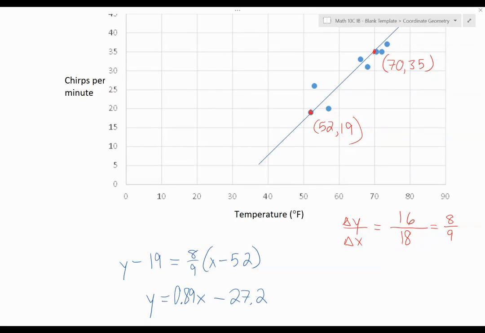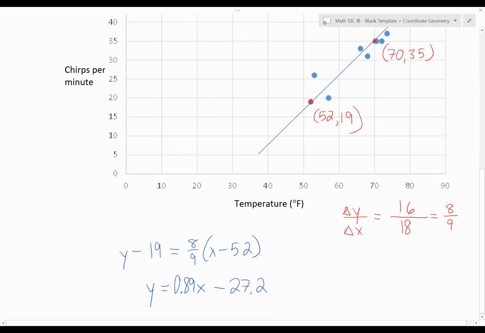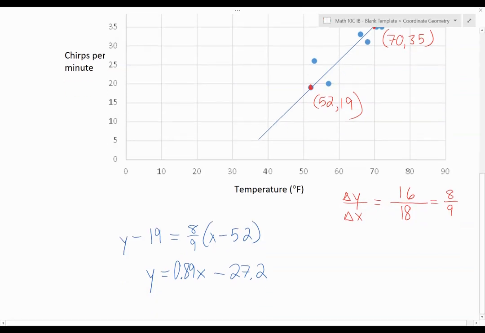An estimate. I can check by substituting into this equation the other point, (70, 35). Using the rounded values, if I take 0.89 times 70, and from that I subtract 27.2, I get 35.1. So pretty close to where that point is. And I could then use this equation to estimate other values, other chirps per minute.